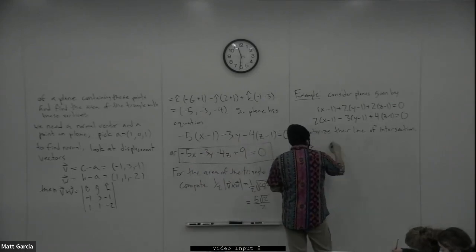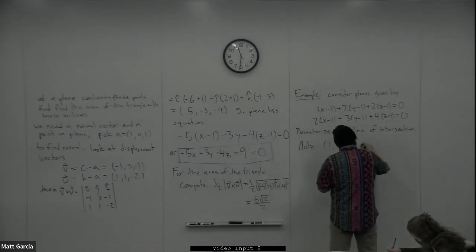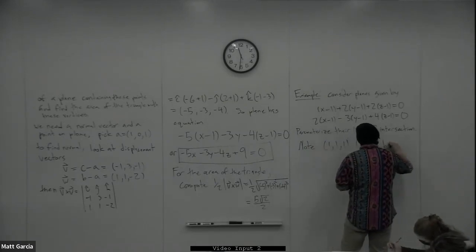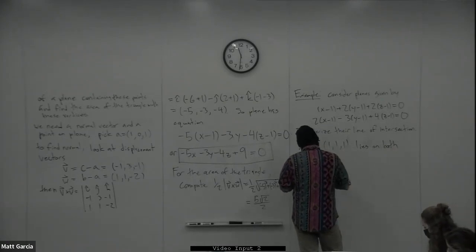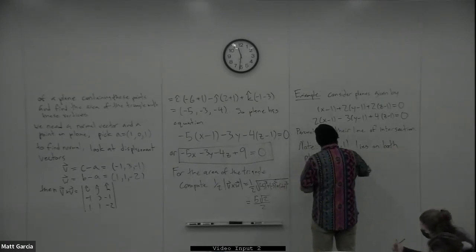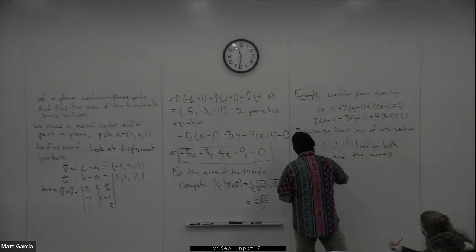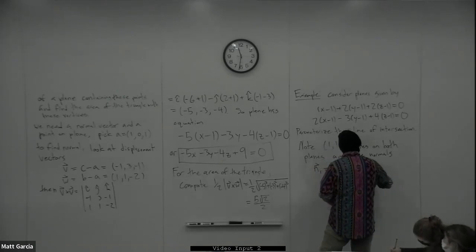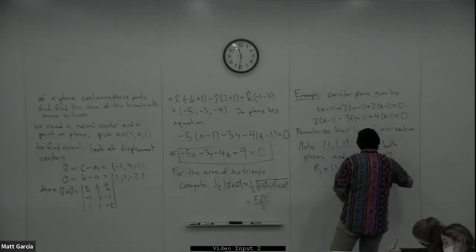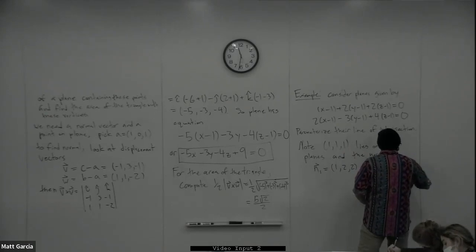So note, as was said, point (1, 1, 1) lies on both planes. And the normals are the following: (1, 2, 2) for the first plane, and (2, -3, 4) for the second.